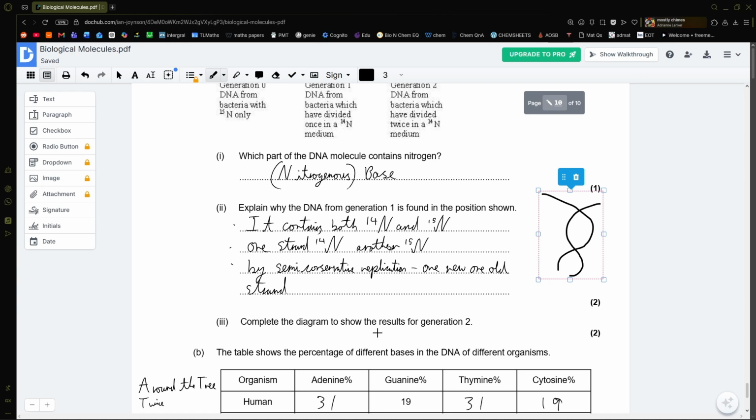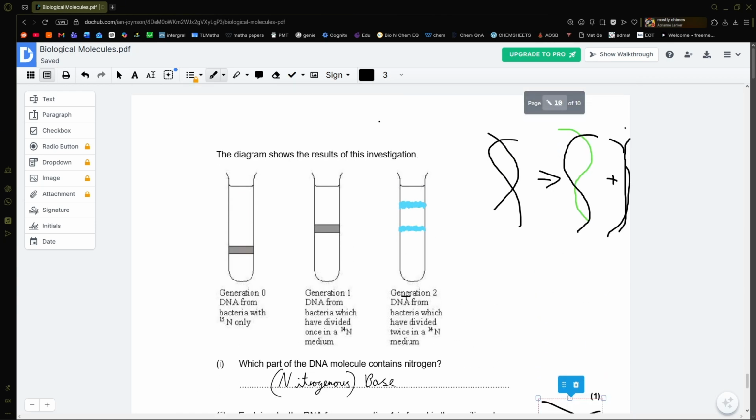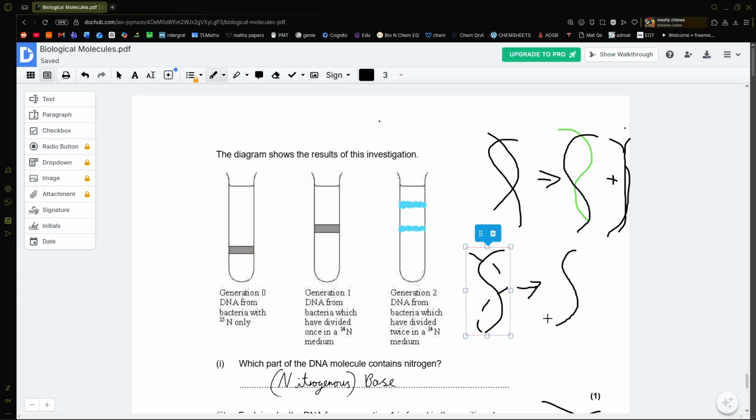Complete the diagram to show the results for generation 2. So generation 2 is DNA from here, which has divided again in 14N. So that means you have one like this, and then one with the light one. You have 15/14, and then it goes again inside a 14N. So that means we will have one strand like this, and then one strand like this.